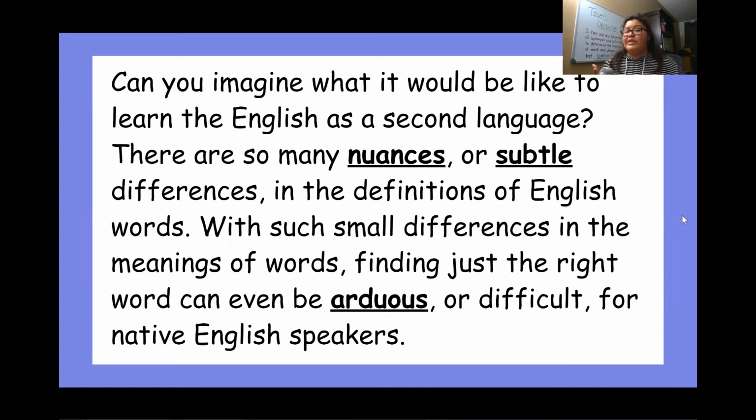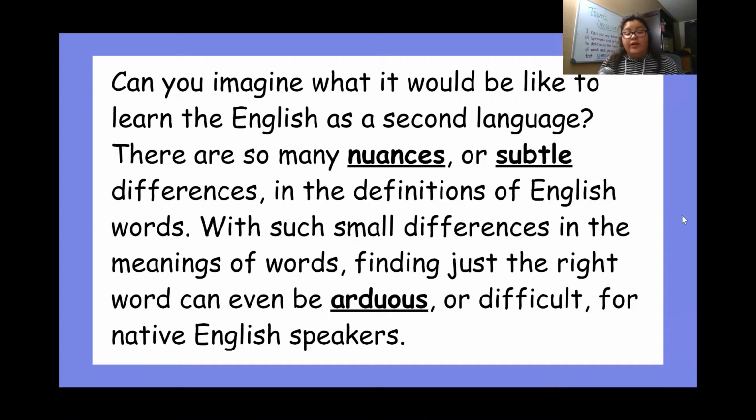We're going to read this passage, all right? Look at our underlined words and then think through what they mean, and how we're going to find their meaning. So let's read the passage. Can you imagine what it would be like to learn English as a second language? There are so many nuances or subtle differences in the definitions of English words. With such small differences in the meaning of words, finding just the right word can be arduous or difficult for native English speakers. All right, if you want to read through that again, go ahead and hit pause and do that.